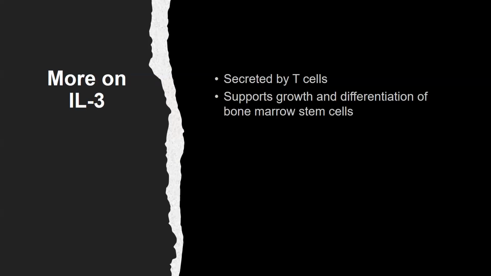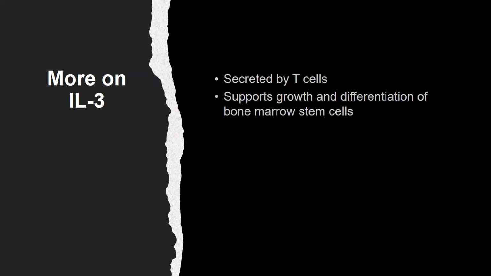IL-3, remember this is the bone in hot T-bone steaks. It's secreted by T cells, but supports growth and differentiation of bone marrow stem cells. So bone marrow stem cells, so we're thinking about production of all kinds of cell types, including B cells, things that are developed in the bone marrow.